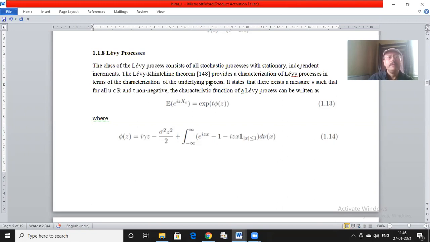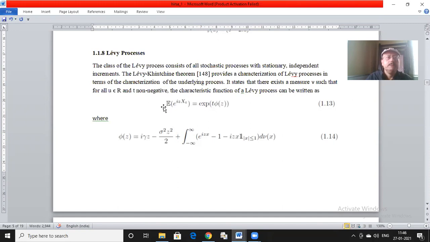So the Levy-Khinchin theorem, that's the characterization of the Levy process. It's a very famous theorem and very nice theorem. It provides a characterization of the Levy process in terms of the underlying change process. So what does it say? It states that there exists a measure nu such that for all real z and non-negative t, the characteristic function of a Levy process, expectation of e to the power i z X_t, can be written as exponential t phi(z).